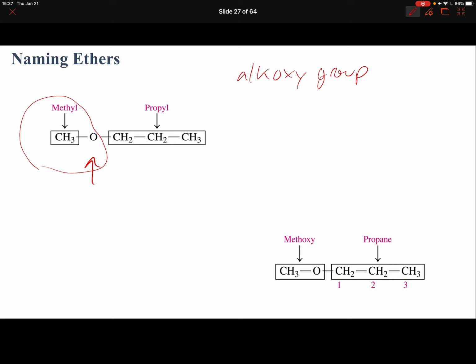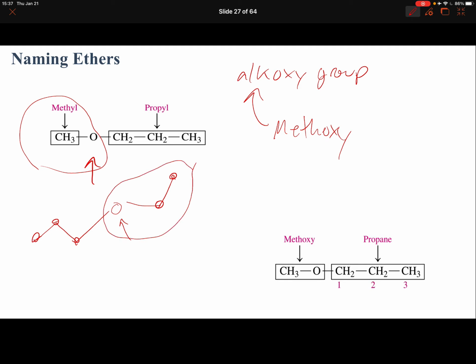So alkoxy is the generic name. What is this actually? Well, it's a methoxy, whatever that number of carbons would be. Let me draw you another one. So here we look at these two. This has 2 carbons on one side of the oxygen. This has 3 carbons. So with fewer carbons, this is our alkoxy group. And since there are 2 carbons, this is ethoxy. So that's how that works.